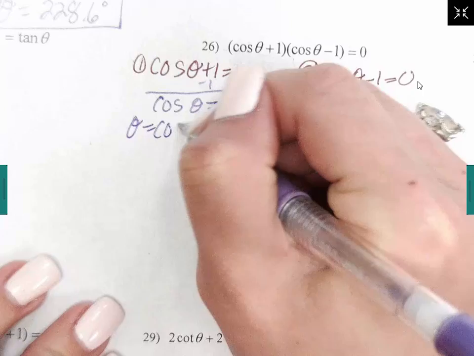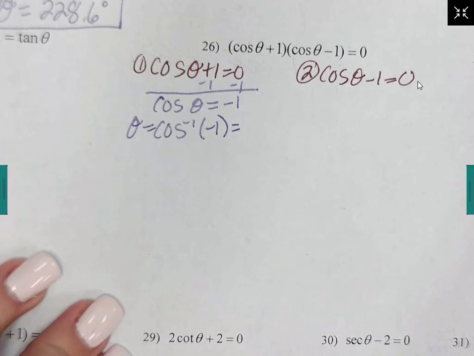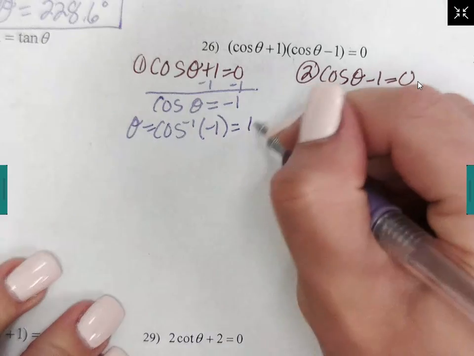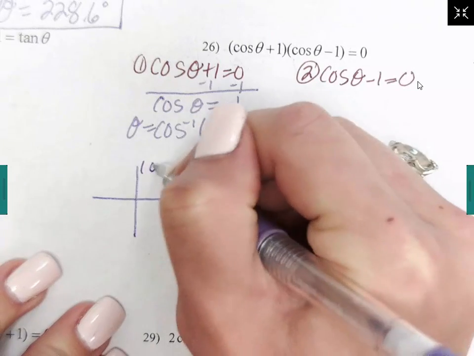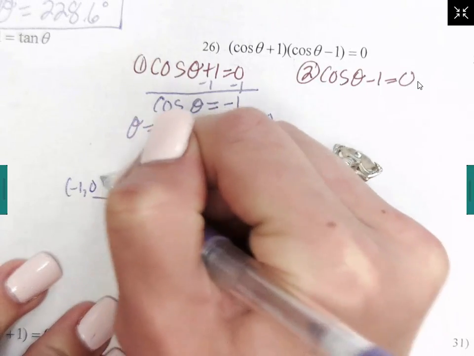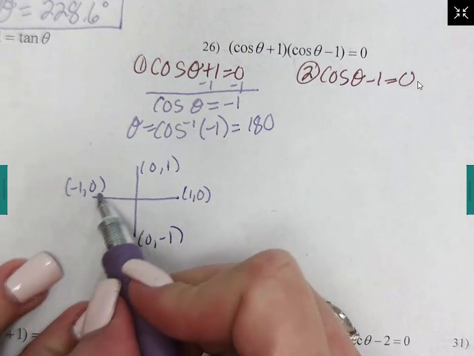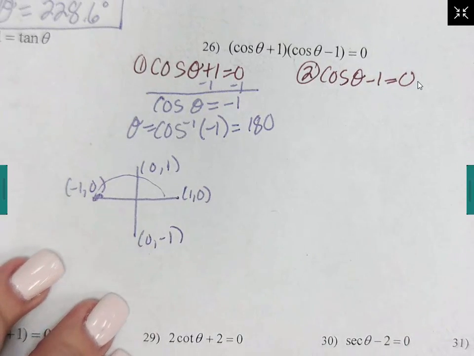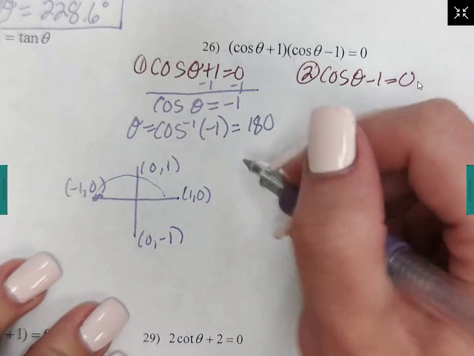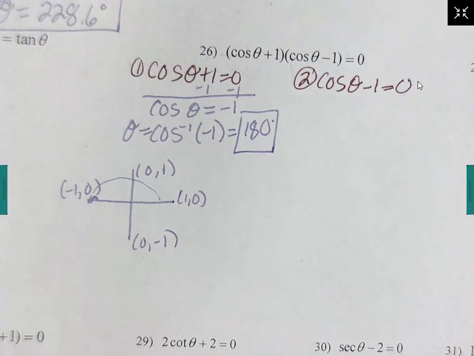So theta is equal to the cosine inverse of negative 1, which is what? 180? All right, and on our graph, we know this is (1, 0), (0, 1), (negative 1, 0), and (0, negative 1). Only at this one point right here at 180 degrees is our cosine ever going to be negative 1, okay? So theta is equal to 180 is the only solution to the cosine of theta equals negative 1.